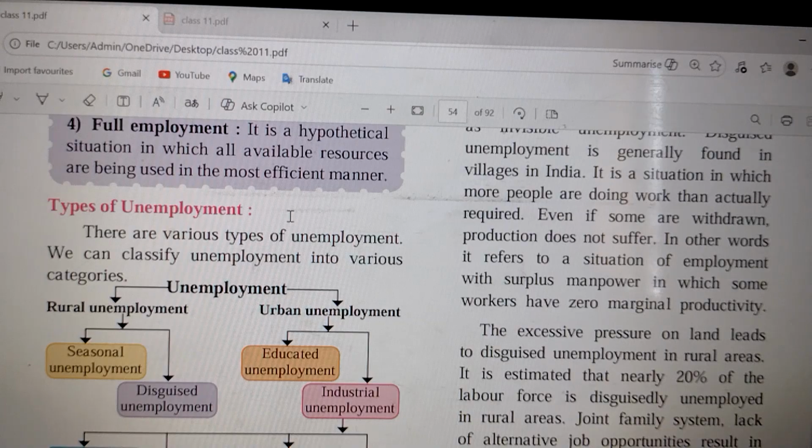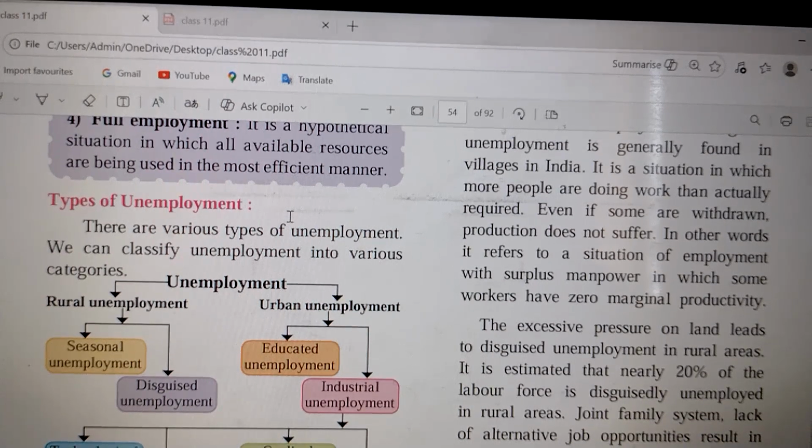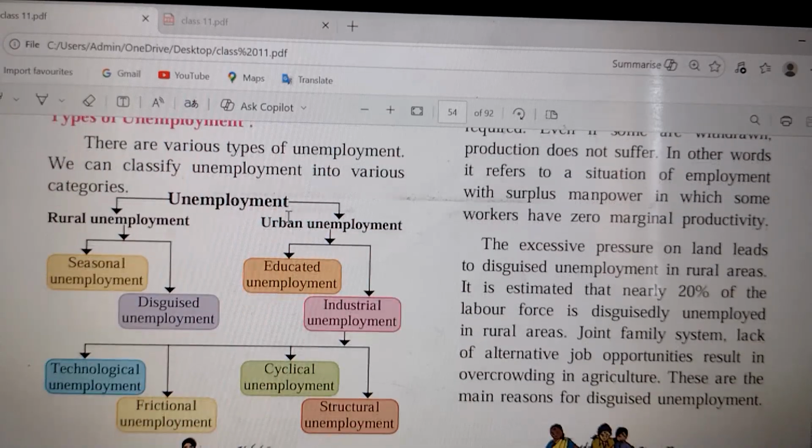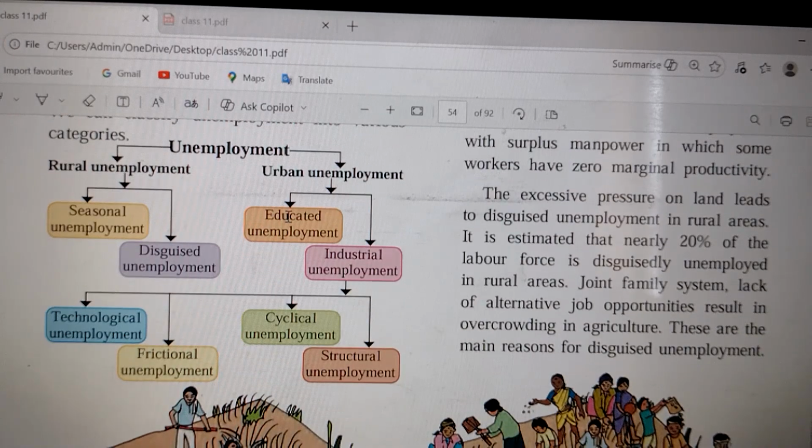Next we have types of unemployment. So there are various types of unemployment. We can classify unemployment into various categories. You can see in the chart here, they divided unemployment into two types, rural and urban. In rural there are two types, seasonal and disguised. In urban there are two types, educated unemployment and industrial unemployment. In industrial unemployment there are four subtypes: technological, frictional, cyclical, structural.